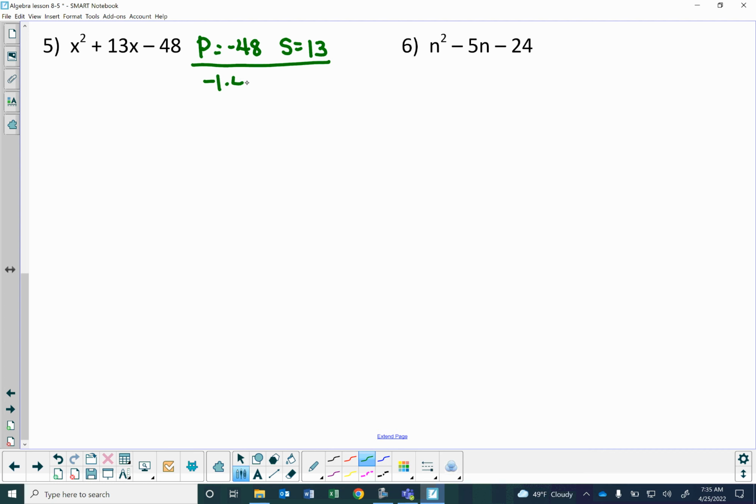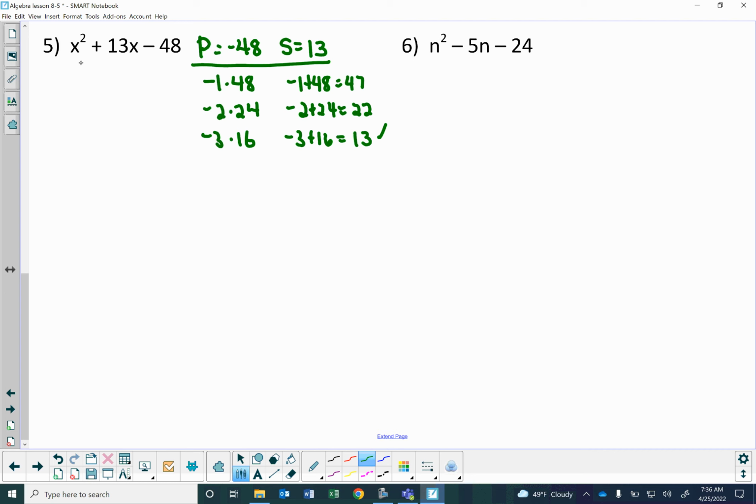Negative 1 times 48 is negative 48, but negative 1 plus 48 is 47. Negative 2 times positive 24. Negative 2 plus 24 is 22. Getting closer, but not quite there. 8 and 4 is 12, so it does divide by 3. So negative 3 times 16. So negative 3 plus 16 is positive 13. There we go. I got my numbers right there.